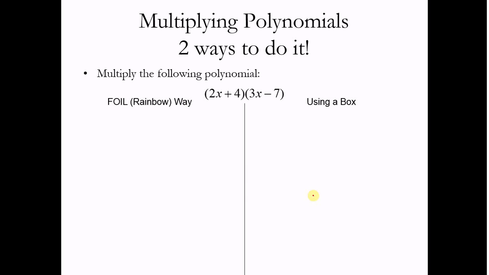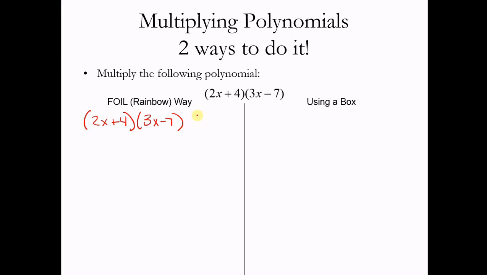Now, let's say you have multiplying polynomials, like a lot of polynomials. There are two ways you can do it, and I'm going to allow you guys to choose whichever way fits best for you. We're going to multiply 2x plus 4 times 3x minus 7. We're going to do the FOIL way. You guys have heard of FOIL. A lot of you like to call it the rainbow effect.